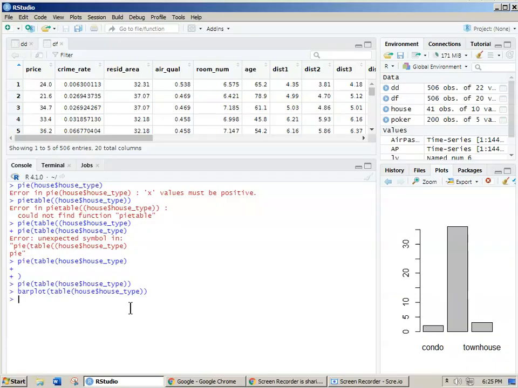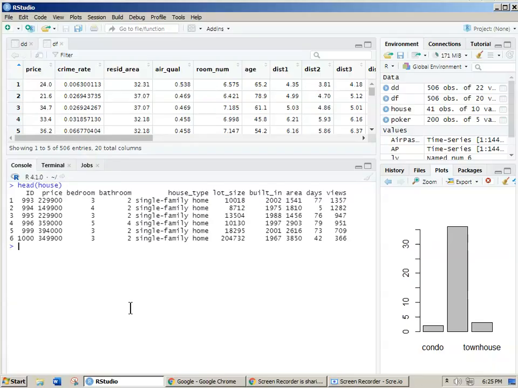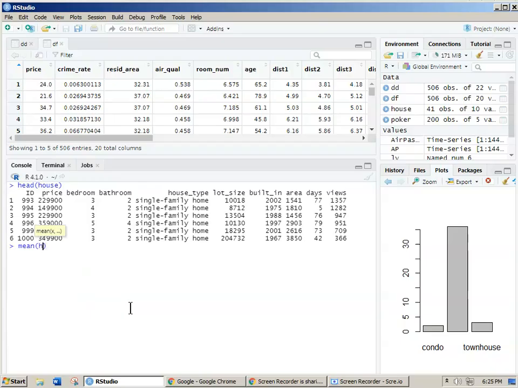Okay. Now, some other good functions and things we can use, some classic statistics we can use. So first of all, let's get our reference point, right? Head and house. Let's get a reference point so we know what we're looking at. Because frankly, I can't remember all of the column names. Okay, so let's do the mean. What do we want the mean? House. And a good mean would be the price.